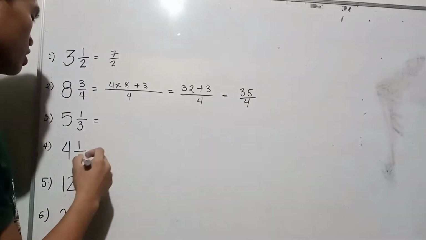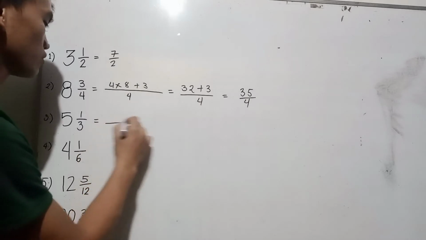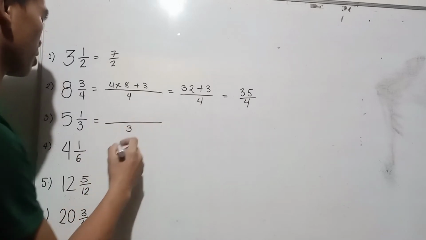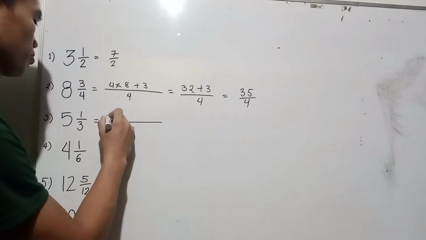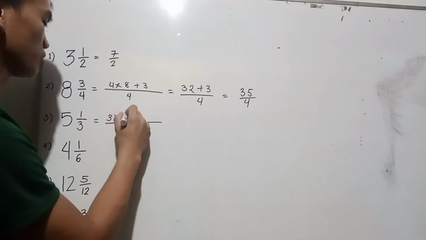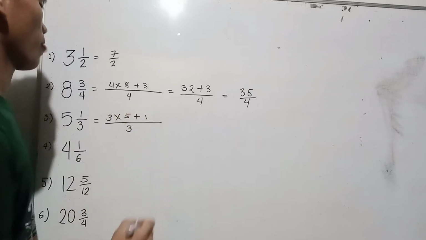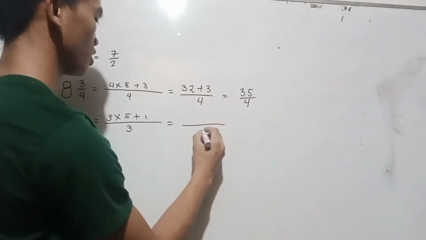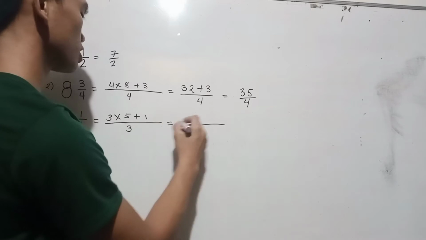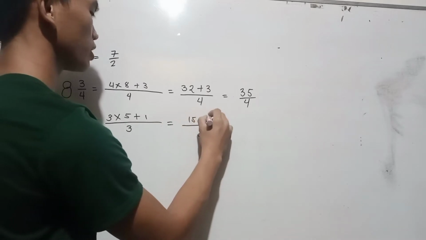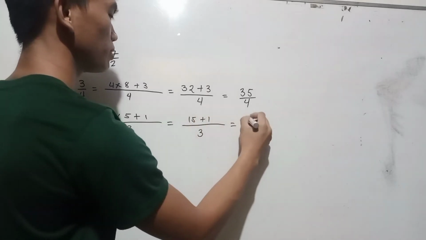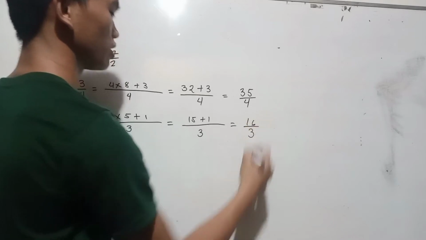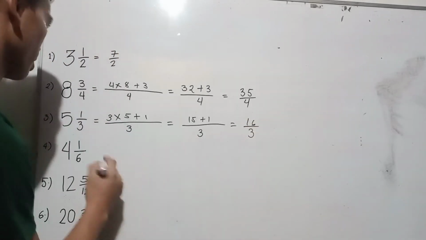Okay, number 3. So, first thing to do is, again, copy the denominator. The denominator 3 times the whole number, which is 5, plus the numerator, which is 1. 5 times 3 is 15 plus 1. 15 plus 1 is equal to 16 over 3. This is the final answer.